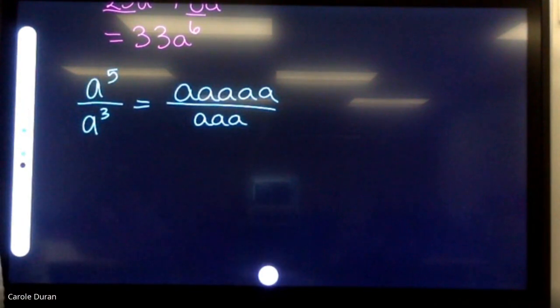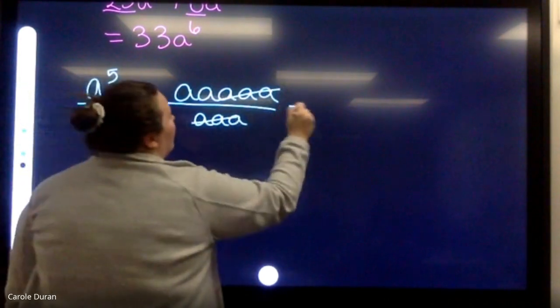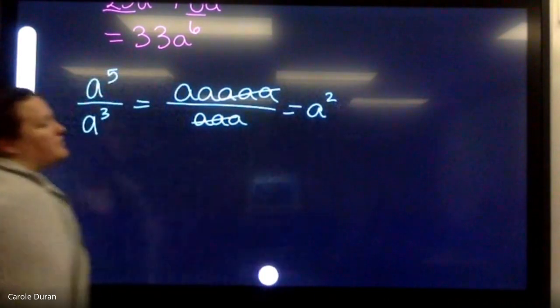What do we notice? They're not the same, but that doesn't mean they don't share some number of a's, right? I noticed that there are 3 a's in my denominator, but there are also 3 a's in my numerator that can cancel them out, which means I'm just left with a^2. So easy.